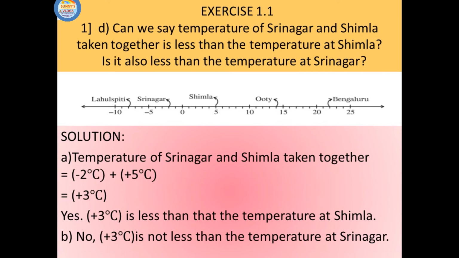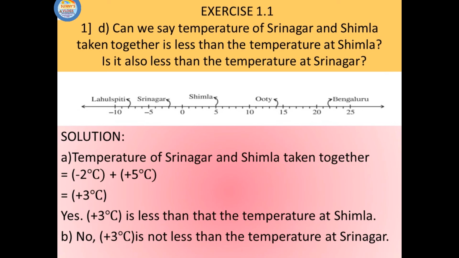Therefore, the answer is plus 6 degrees Celsius. Exercise 1.1, question number 1, sub-question D. Can we say temperature of Srinagar and Shimla taken together is less than the temperature at Shimla? Is it also less than the temperature at Srinagar? Here there are two questions. Let us move on to the first question.